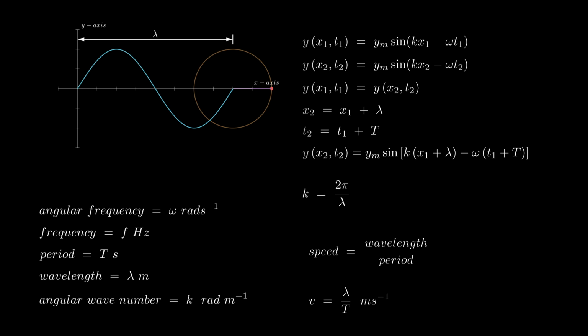Now, let's explore the relationship between wavelength, period, and frequency. The period of a wave is the reciprocal of its frequency, indicating that a shorter period corresponds to a higher frequency, and vice versa. Therefore, we can express the frequency of the wave as the inverse of its period.